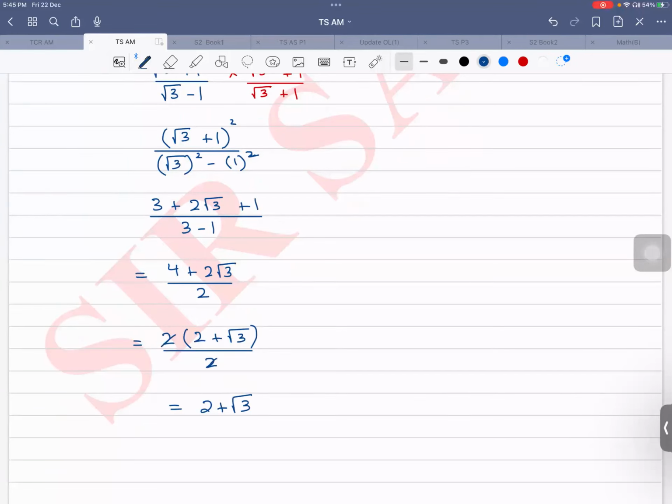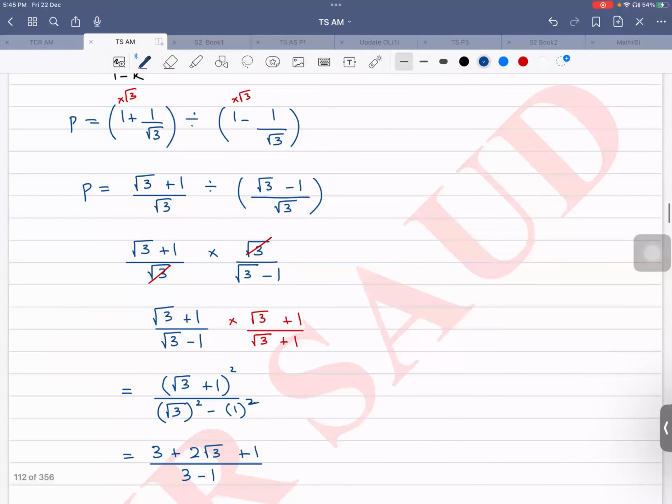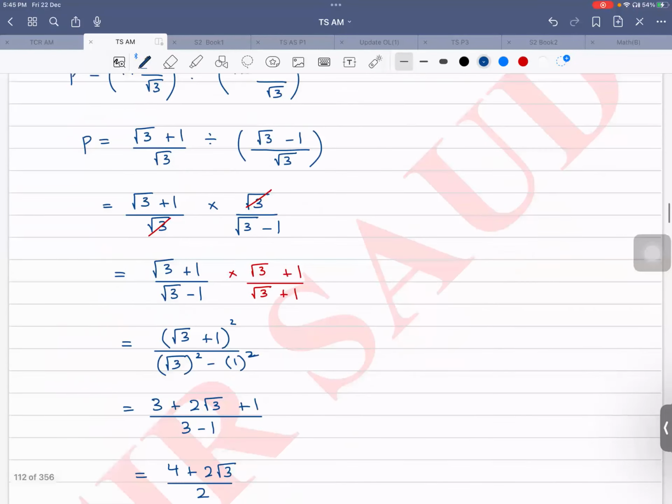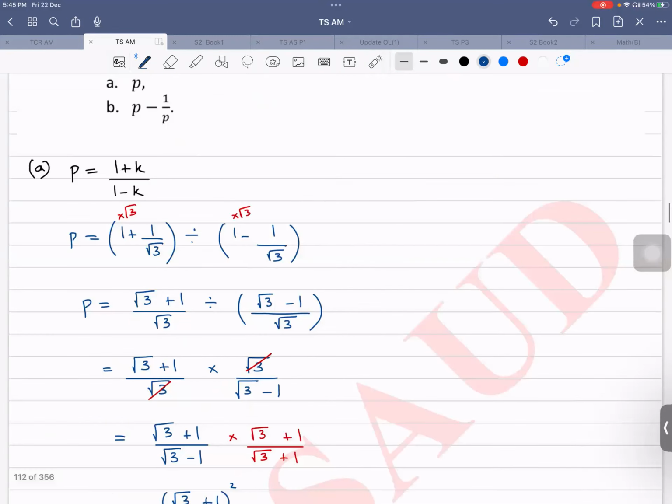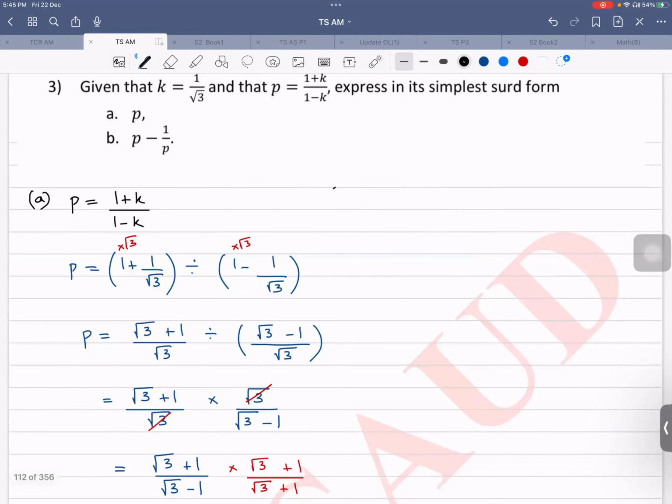Whose value have we found here? What were we finding the value of? The value of p. So this is basically p is equal to this. Next part. p minus 1 upon p.